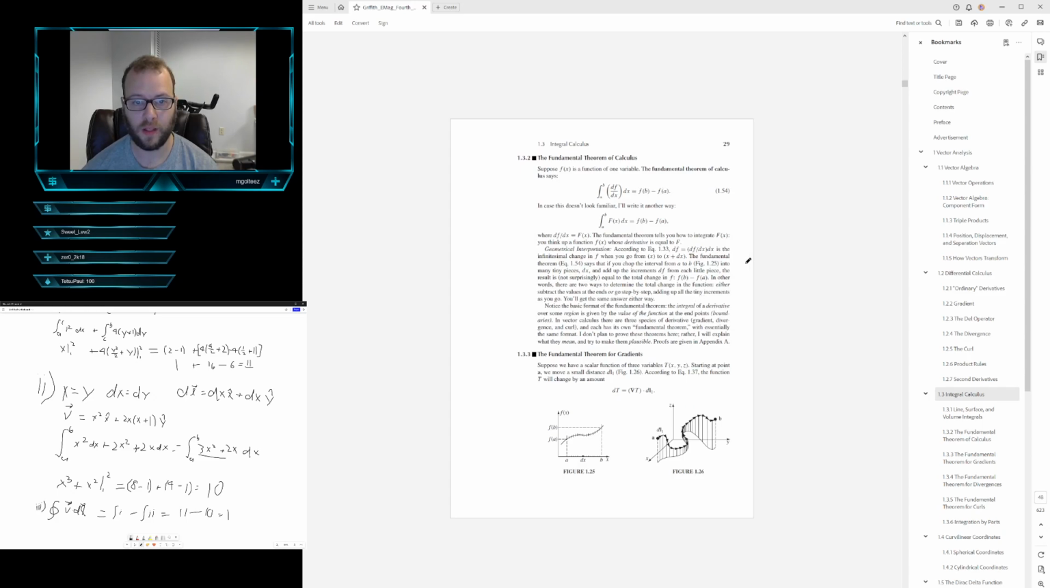Okay. So now we get to the fundamental theorem of calculus. We have the derivative of a function. The integral of a derivative of a function is equal to the function evaluated at b minus the function evaluated at a. How to integrate f of x: you think of a function f whose derivative is equal to capital F.